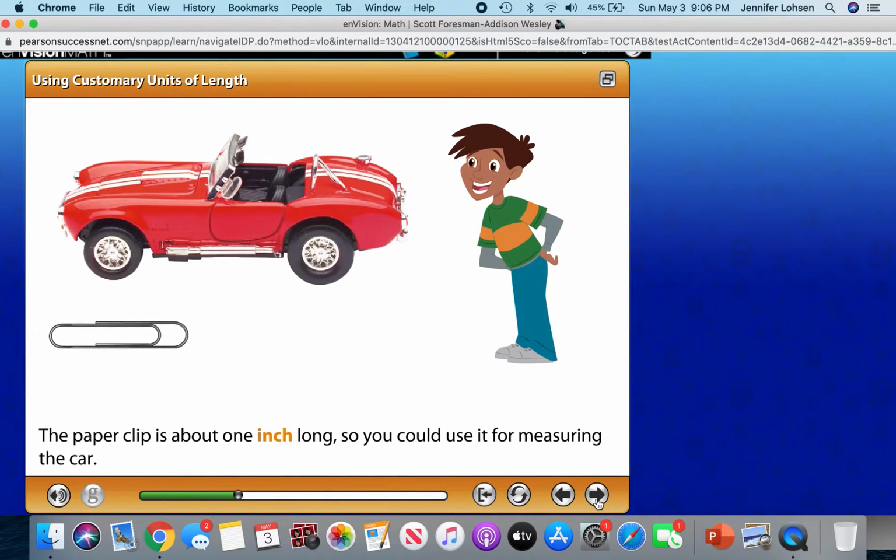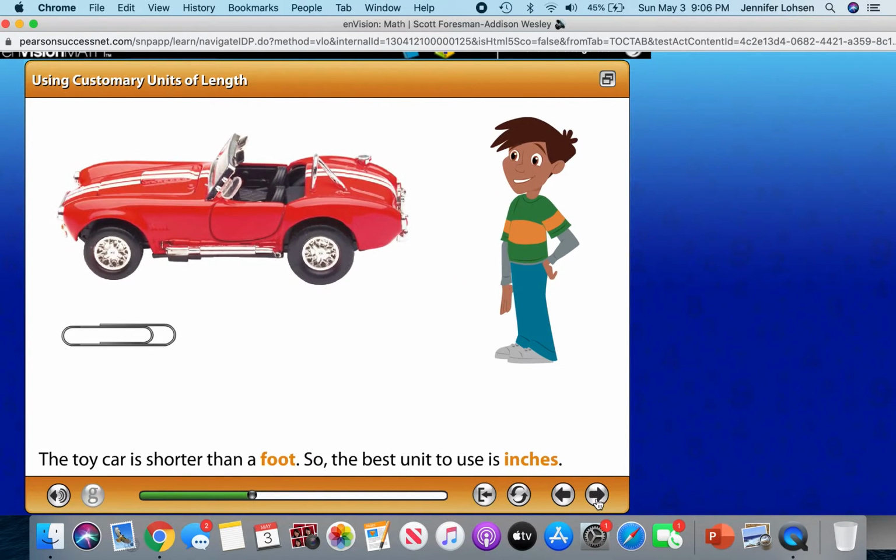The paper clip is about 1 inch. The toy car is shorter than a foot, so the best unit to use is inches.